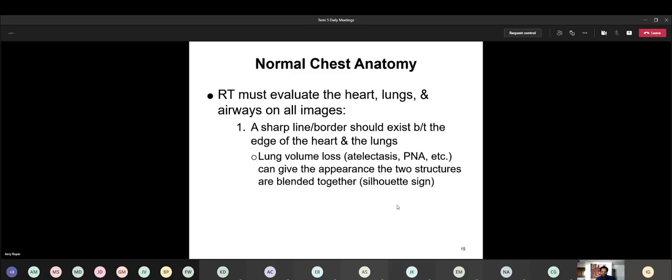Now, anytime that there's atelectasis on an x-ray, then we will sometimes not be able to see that really sharp distinction between the lung segment and the heart. So as they're saying here, normally it should be a pretty evident border that you could see that the heart would make with the lung. But then in some cases, like in atelectasis or pneumonia, everything may start to get blurred. And this blurring is what they'll call a silhouette, or the silhouette sign.